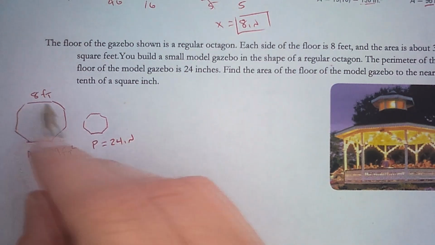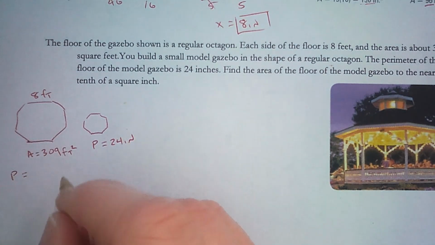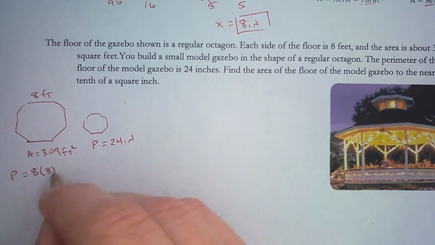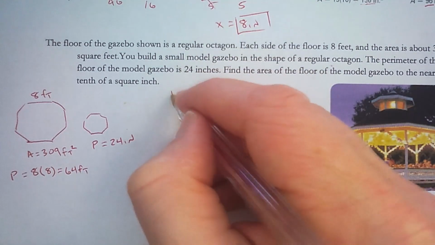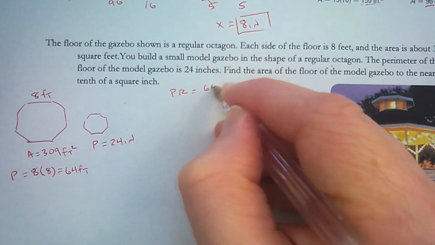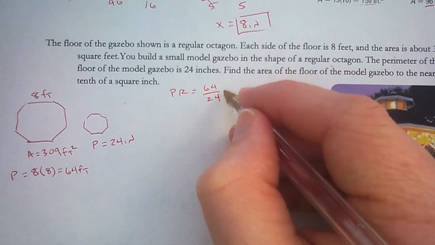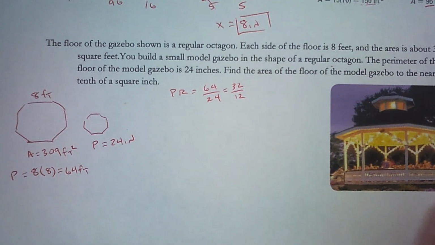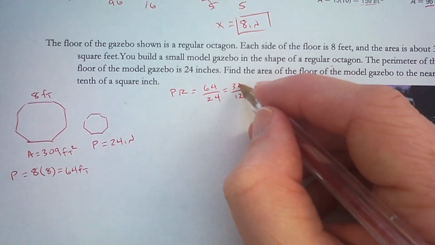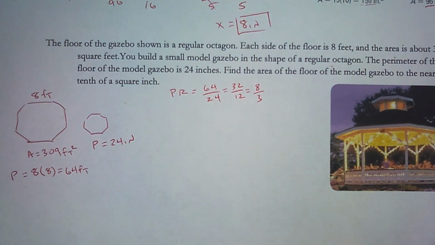Okay, now this larger one, I can find the perimeter easily. I have the perimeter of the small one, the perimeter of the larger one. Each side is 8. There are 8 sides. The perimeter is 64 feet. So I can write a perimeter ratio of 64 over 24. And 2 goes into both of those. 32 times and 12 times, and 2 goes into both of those as well. In fact, 4 goes into both of those. 8 times and 3 times. So the perimeter ratio simplifies to 8/3.